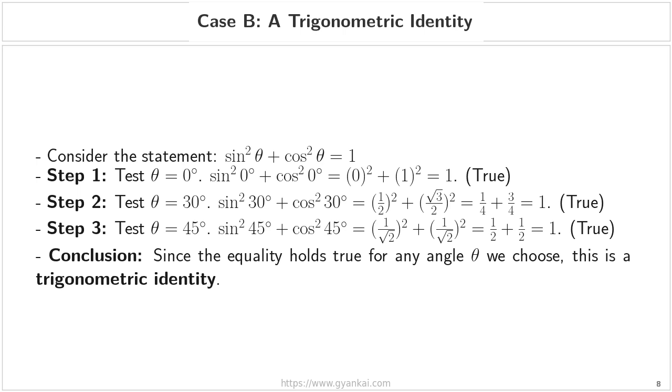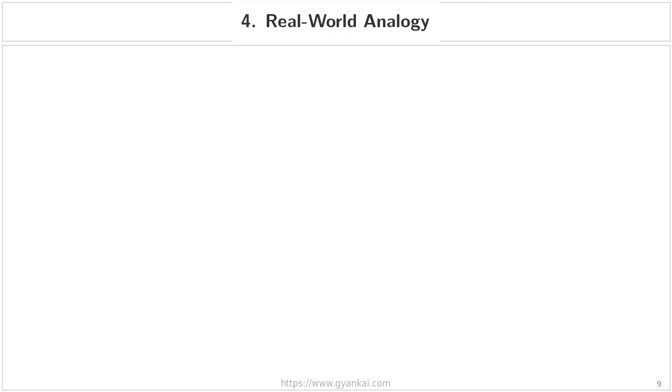Based on these tests, we can reach our conclusion. Because this equality holds true for every angle theta that we choose to test, we can officially classify this as a trigonometric identity. This leads us directly into our next topic, where we will look at a real-world analogy to help solidify this concept. 4. Real-world analogy.